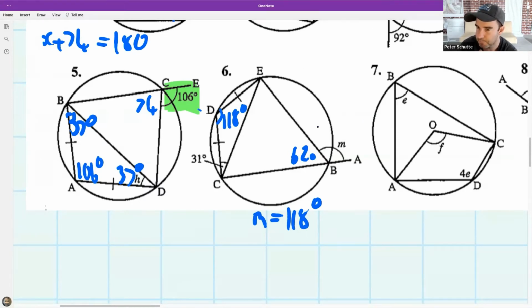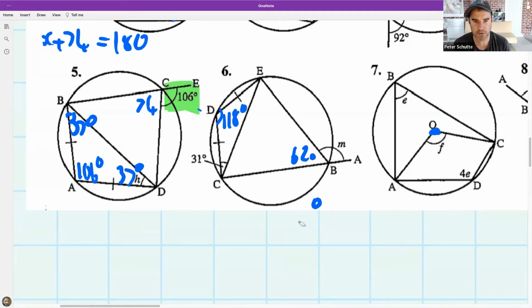Okay, number 7 has a center of the circle. So in number 7, there's a center of the circle. There was no center of the circle in question 5 and 6. This is really important because we have different facts that can help us when we have the center of the circle, and we couldn't use those in number 5 and 6. So that's one really important difference. And I want you to pick up on that because knowing what stuff applies when is important.